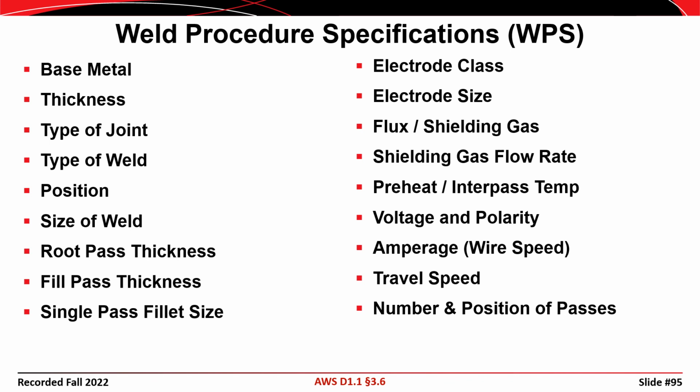So what's included in this is the type of base metal that's applicable, the thickness of the base metal that it works with, the type of joint, the type of weld, the position that is going to be used, the size of the weld, the root pass thickness, the fill pass thickness, the electrode class and size, what type of flux or shielding gas is being used, what is the flow rate of the shielding gas, what is the preheat and interpass temperatures, what type of voltage and polarity are you using for the weld machine, what type of amperage, travel speed, etc., etc. So basically, if a qualified welder looks at a weld procedure specification, they should be able to replicate that weld and place a high quality weld that is expected to perform the way we would expect it to.